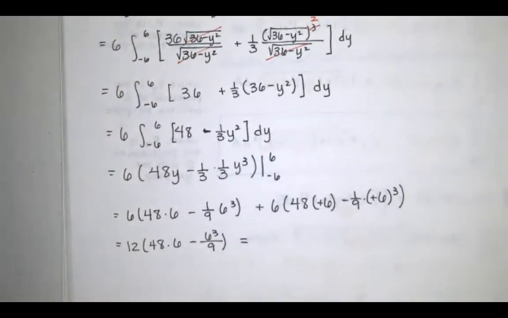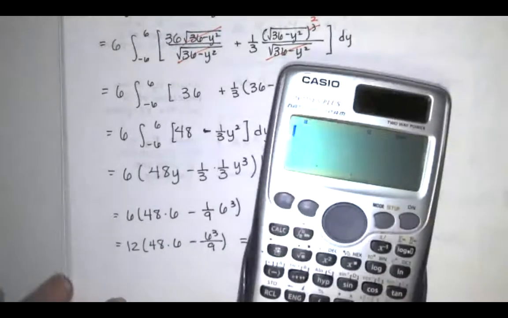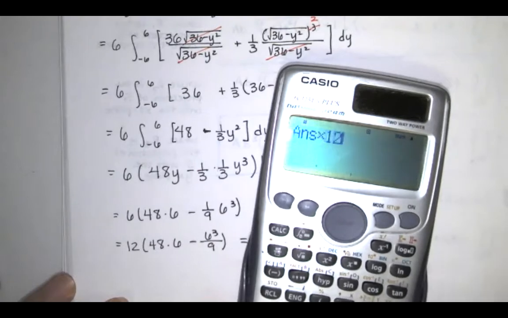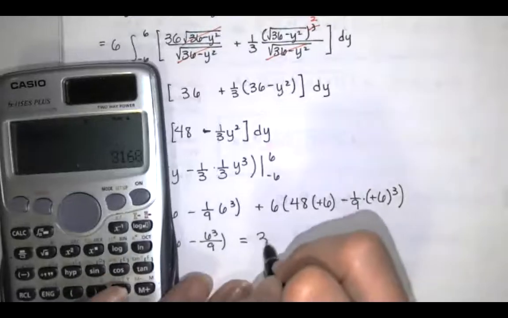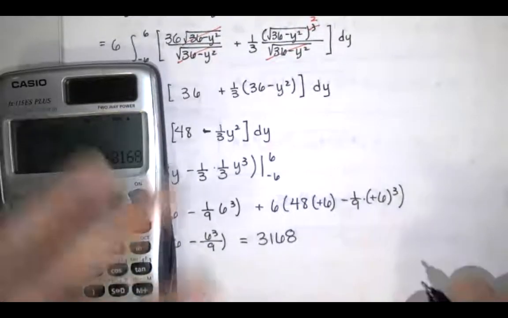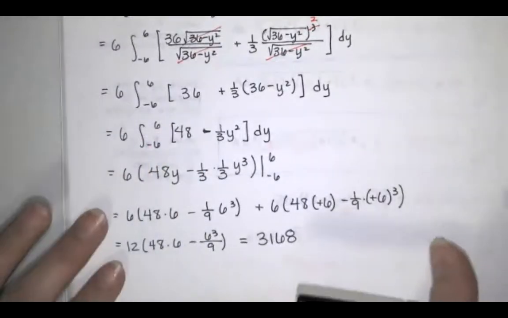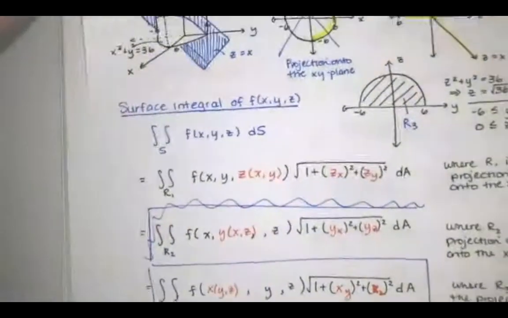And if I use my calculator to do that arithmetic, this is what I get. 48 times 6 minus 6 cubed divided by 9, times 2, and I get 3,168. Okay, so that was a little bit messy, but I hope you understand the idea.